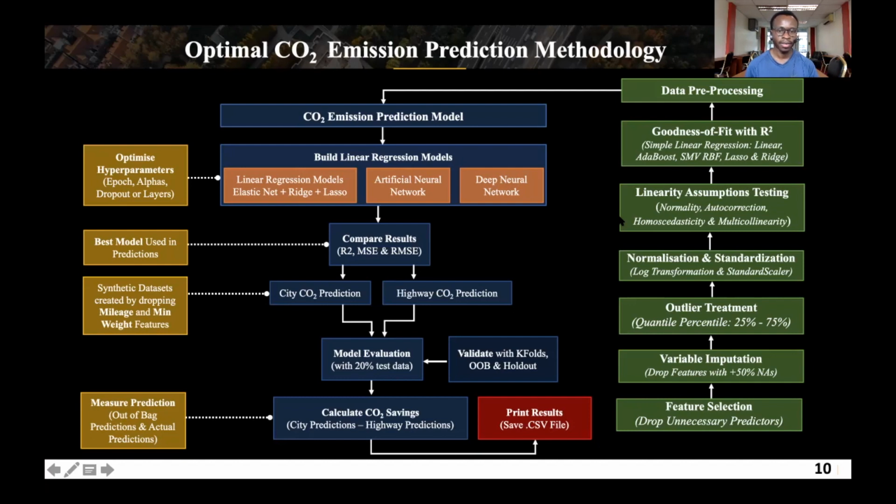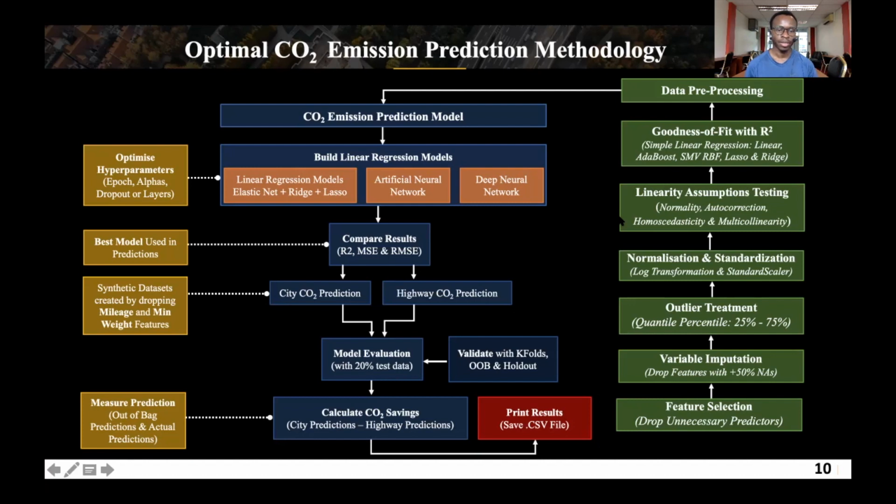Synthetic dataset, as you can see, city carbon emission prediction and highway carbon emission prediction datasets were created. In the city, I had to drop the highway prediction, and in the highway, I had to drop the city prediction feature. And one other feature that was dropped due to high multicollinearity was the mean weight, as it was highly correlated with the max weight feature in this dataset. It was almost a 1-to-1 ratio, which would have created a lower prediction score for the model.